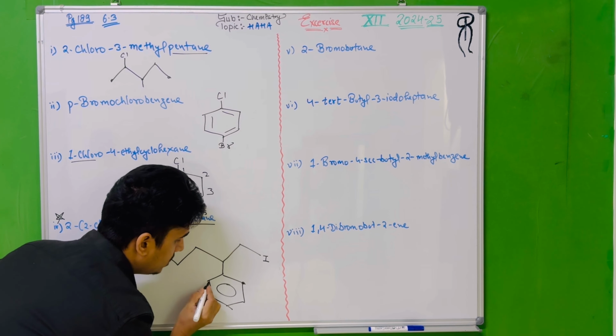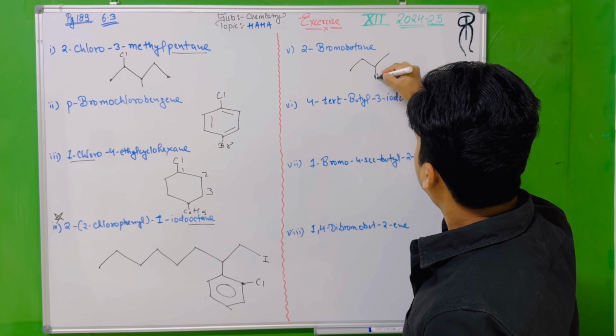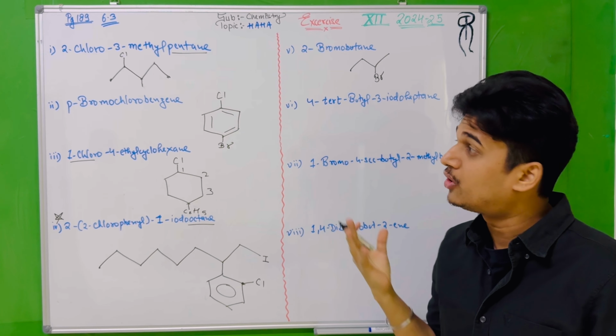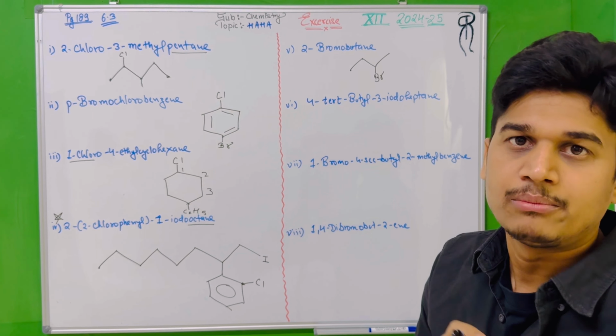Next, 2-bromobutane. The parent chain is butane. 1, 2, 3, 4. Second position bromine. Over. So simple. See, bond line is very good, it takes minimum time and it's very clear for you to understand the structure.